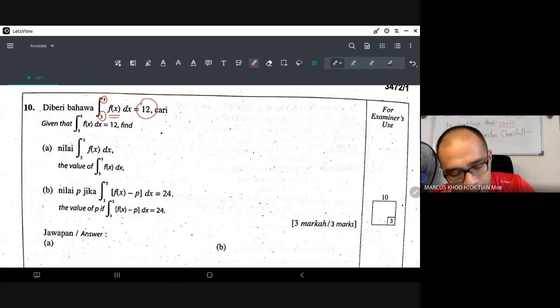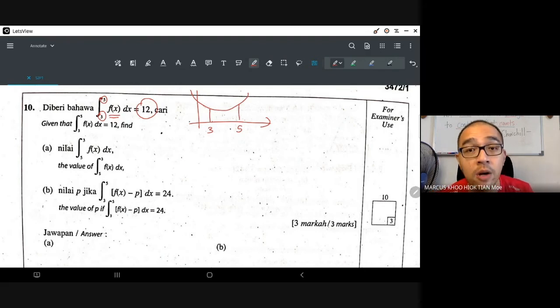The first thing it means is that whatever the equation is, let's say it's a curve lah, macam ni lah. Here is the value of 3, here is the value of 5, and we know that it is the x coordinate. How do we know it's the x coordinate? Because it's written here dx.